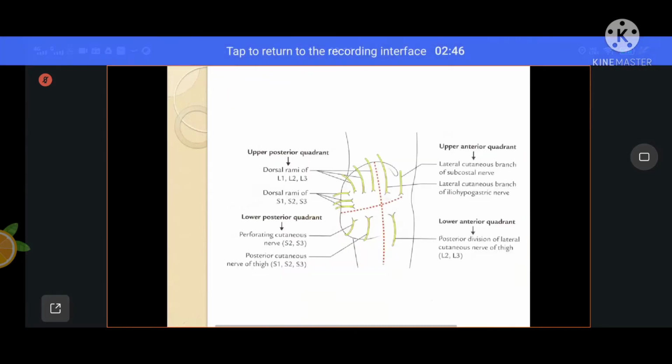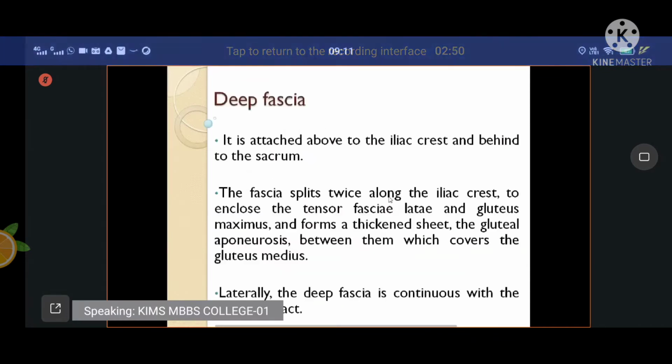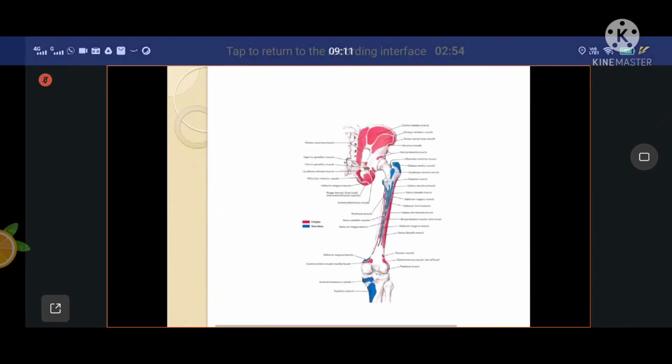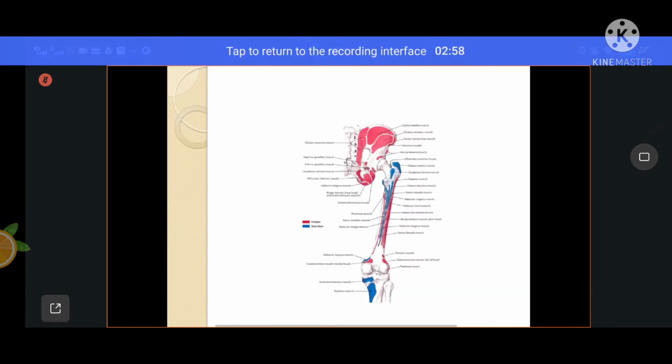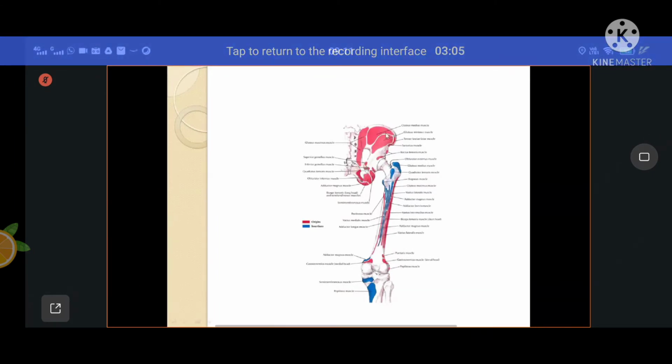The cutaneous nerve supply, you can read from your textbook. So I'll start with the muscles of the gluteal region. So what are the muscles? When we were studying the hip bone, we already studied the muscles which are attached to the gluteal surface of the ilium, right? So one by one we will study.